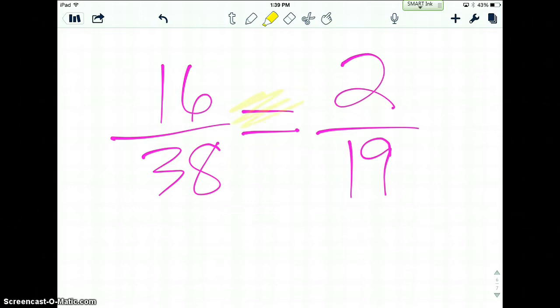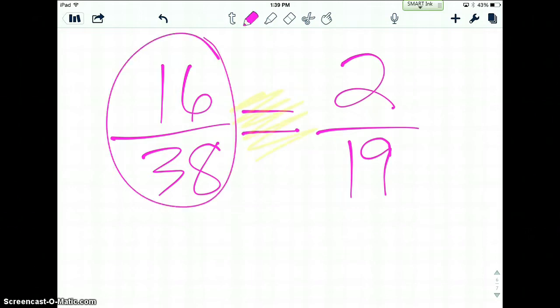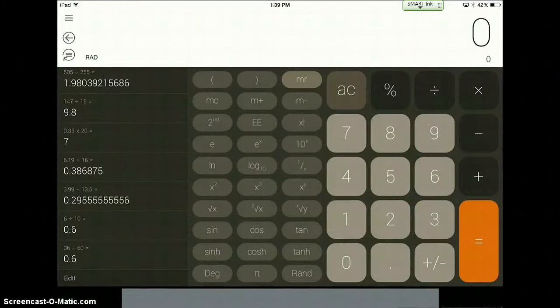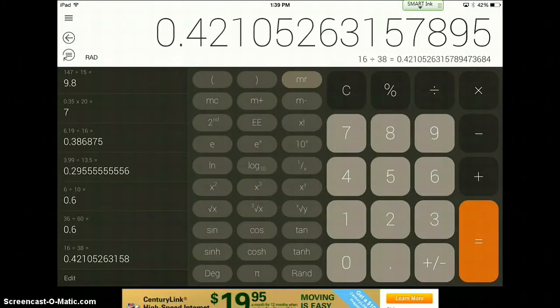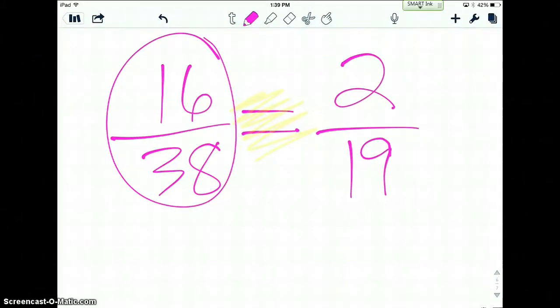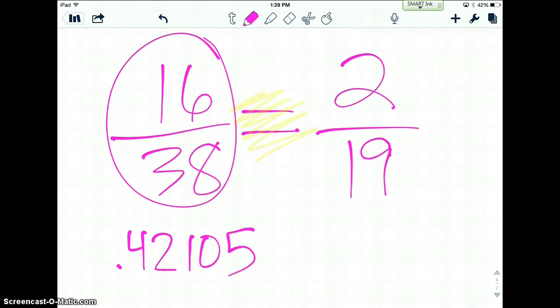And how do we see if this is true? So in the calculator, I'm going to plug in 16 divided by 38. Boom. Oh, whoa. 0.42105. I'm going to write that first part. 0.42105, and it keeps going. Is that the same thing as 2 over 19?